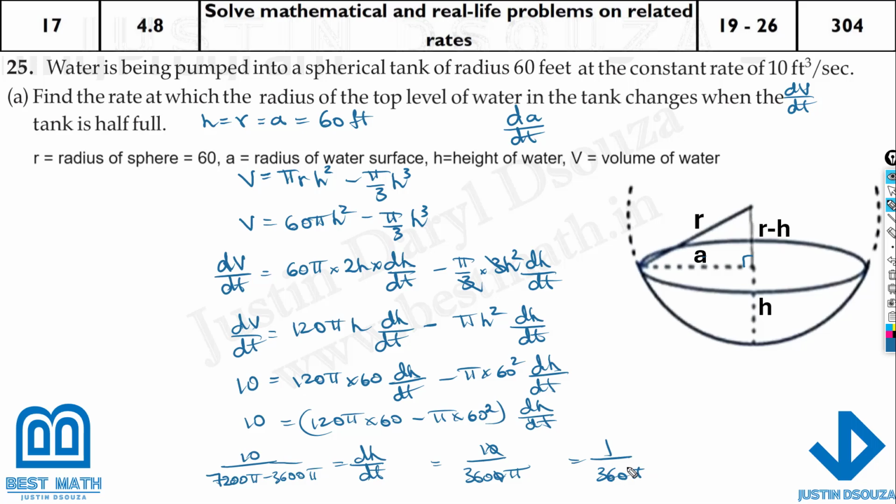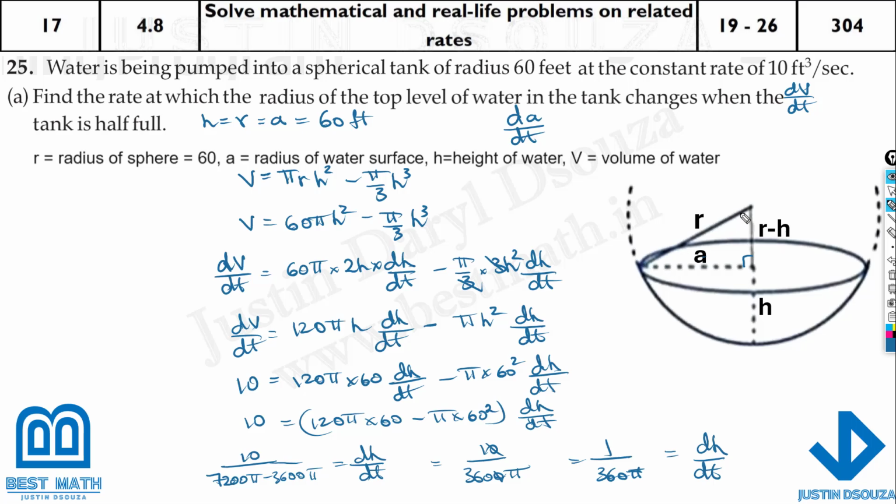So this is not the final answer. This is the rate of change of the height with respect to the time. So this is very important. This is basically the first step. I hope this much is clear. 1 by 360 pi gives you the rate of change of the height with respect to the time. How would we find this rate of change of the radius of the surface of the water?